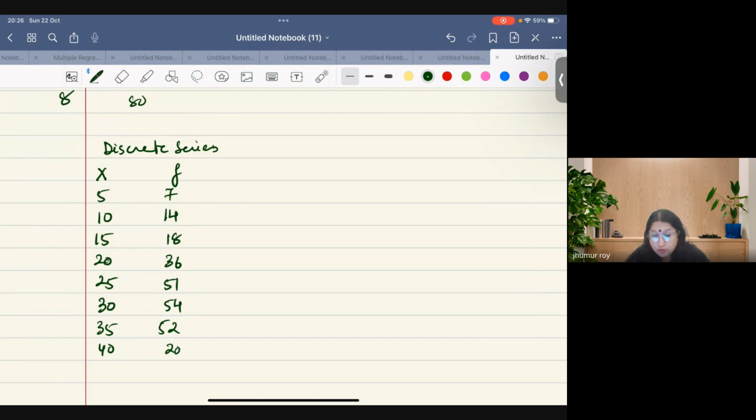Now what we have to do is, in this case, we have to calculate something called CF. What is CF? CF is called cumulative frequency. The full form is cumulative frequency. I will tell you how to calculate.